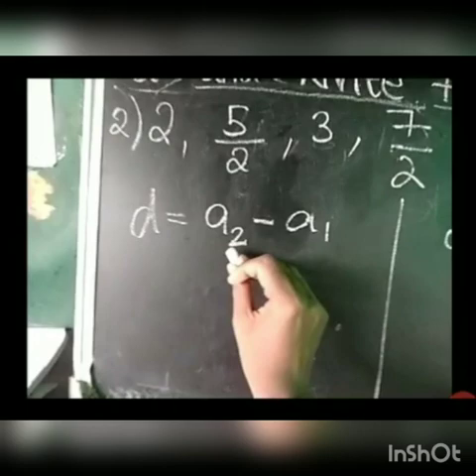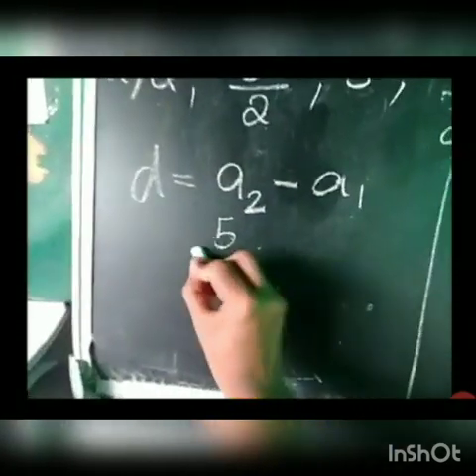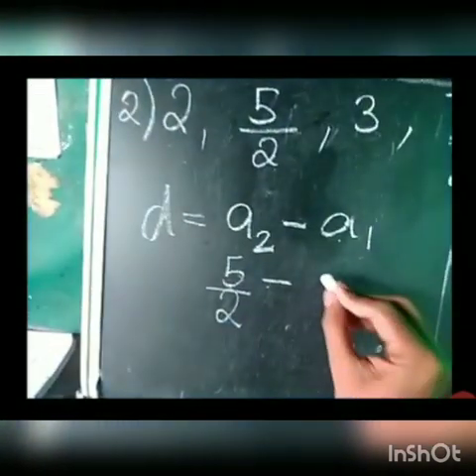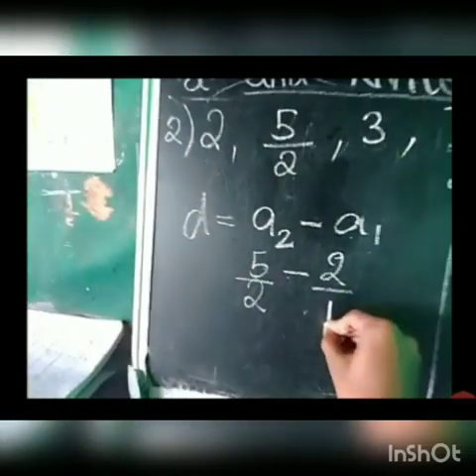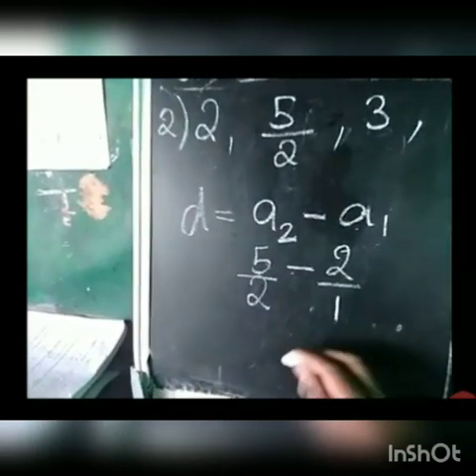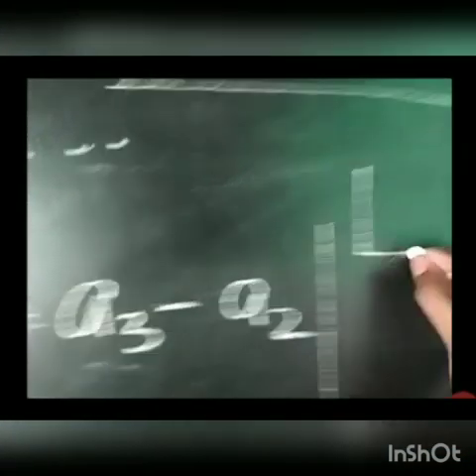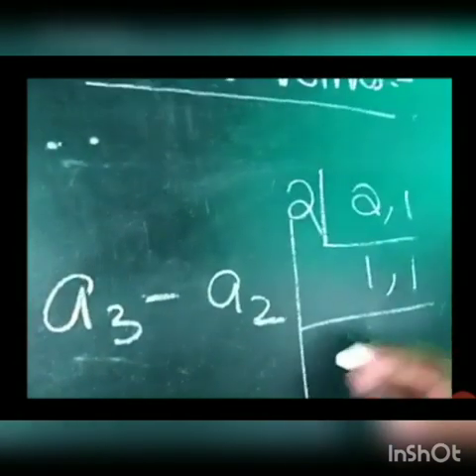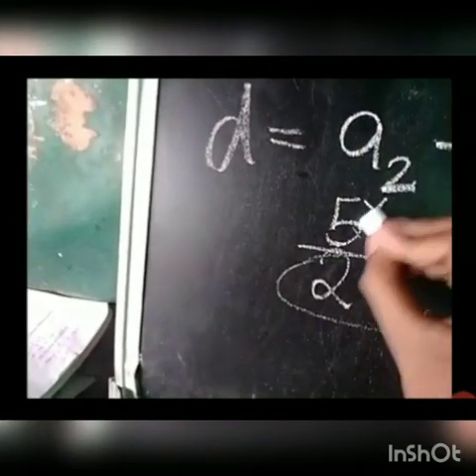Okay, so now let us substitute the values here. What is A2 from the sequence? 5 by 2. Please write along with me in your classwork. 5 by 2 minus A1, which is 2. So 2 by 1 I can write. If nothing is there, I can write 1. 5 by 2 minus 2 by 1. Since the denominators are not the same, we have to take the LCM of the denominators 2 and 1. I think you are well aware of how to find LCM. So LCM is 2. Immediately when you get the LCM as 2, you multiply that number 2 with both terms.